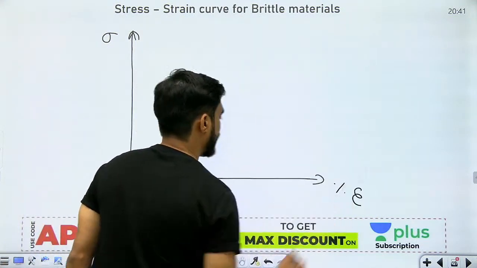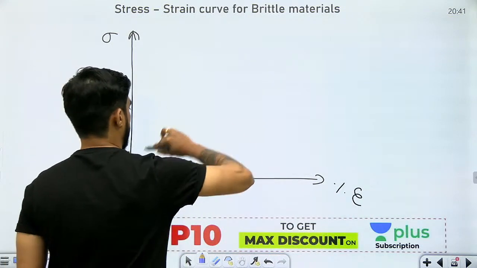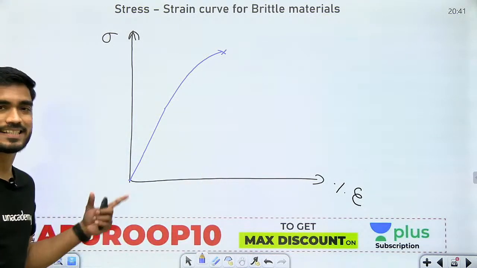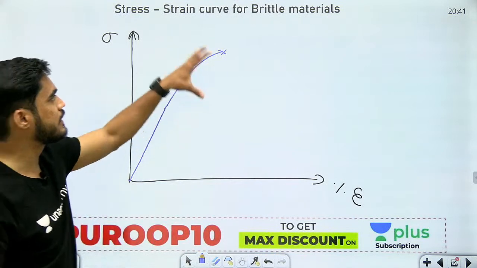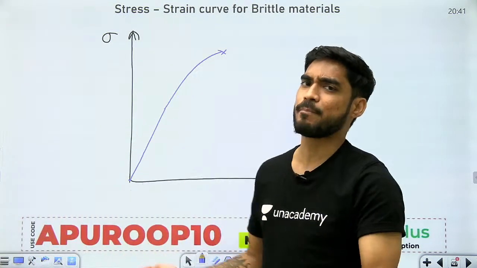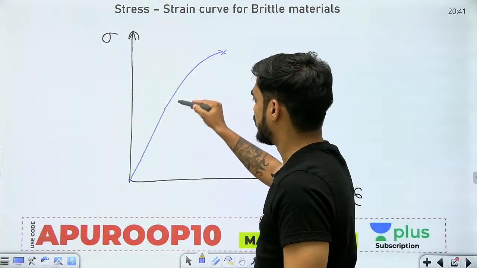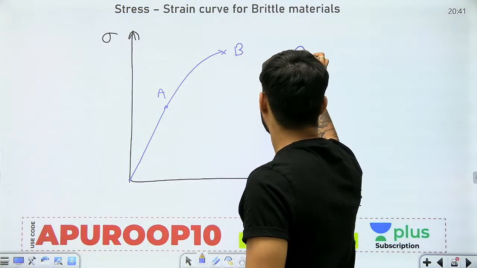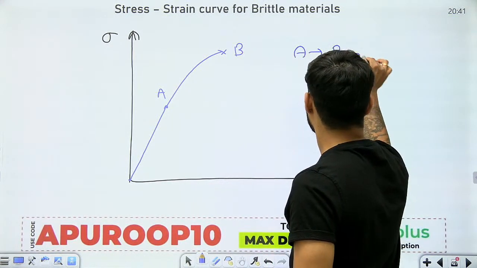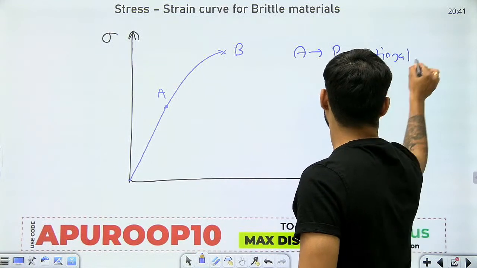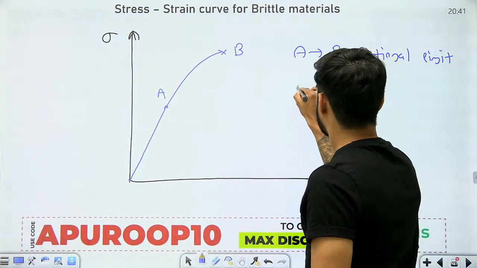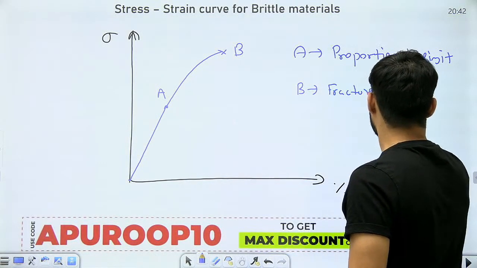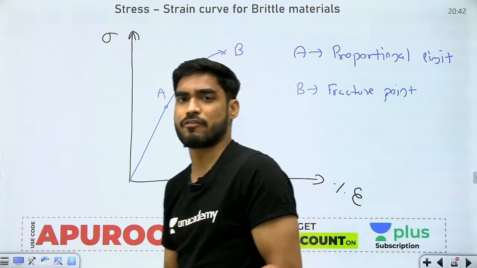So beta, initially if you increase the load, there will be a straight line and after it will become slightly curved and then it will fracture. That's it. So this is the stress strain curve for brittle material. So simple, right? Initially it will be a straight line up to this point, up to proportional limit, and then it will fracture. A will be the proportional limit and B will be the fracture point. That's it. So this is the stress strain curve of a brittle material.